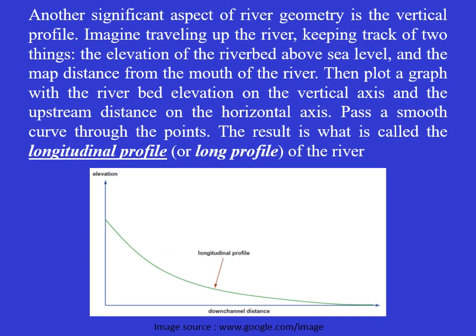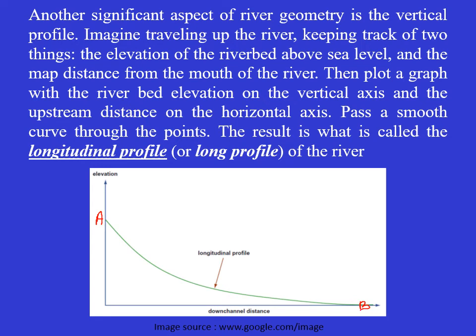Now, another significant aspect of river geometry is the vertical profile. That means the change in altitude or change in height of the river flow path, starting from its source to the mouth. So, say for example, suppose in case of the Ganga river, it started its journey from the Himalaya, indicated by A, and meets the Bay of Bengal, indicated by point B.